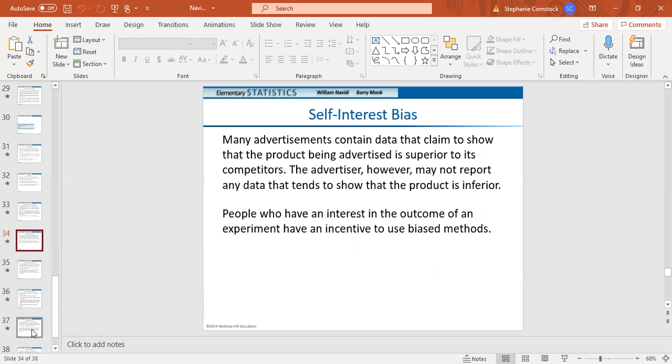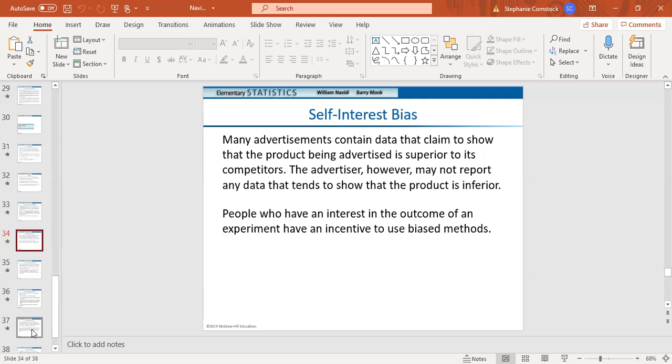Now, what's going to happen here is when they talk about, this comes up in advertisements. So print, radio, media advertisements, that claim data that shows that a particular product is better than its competitors. Okay. Now, what may happen though is that the advertiser may not report all of the data. They may be a little selective in it to show that their product is better.